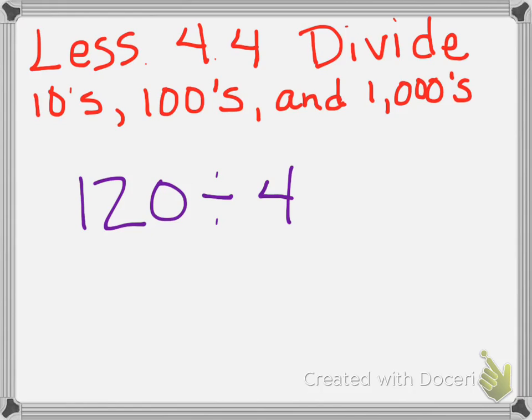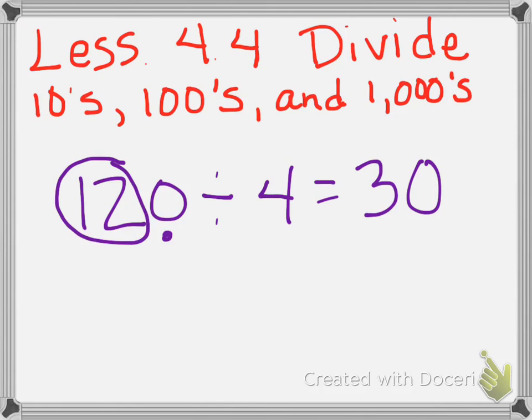So on this one I have 120 divided by 4, and in my head I need to think, well, I know 12 divided by 4 is going to give me 3. But then I need to multiply it by 10. And so 3 times 10 is really going to give me 30 for my quotient.